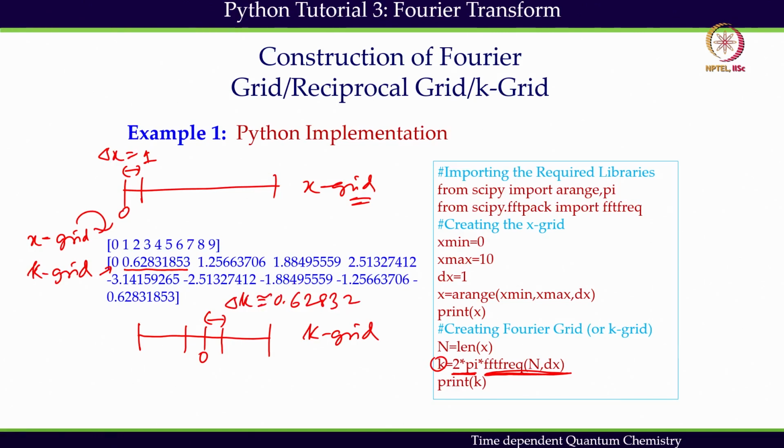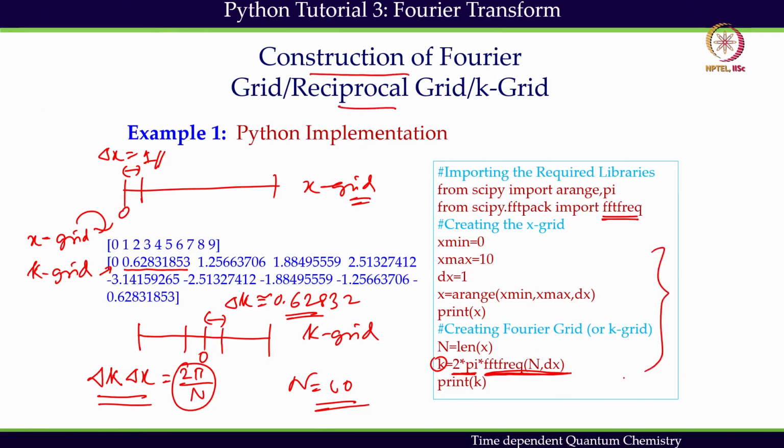So, we see that this FFT frequency function, coming from the FFT pack of SciPy, is actually taking care of this requirement. Delta k delta x is going to be 2 pi by n, and that is exactly what we get. If we multiply this and 1, we get 2 pi by n, where n we know is going to be 10. So, it is taking care of the conversion requirement. This is what we have to do. It is very simple. We can construct the reciprocal grid with the help of this script.